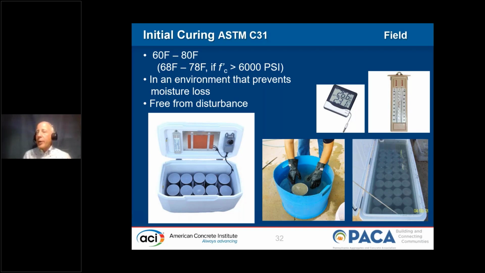But even if you don't want to do that version, which is the best, there are easy ways to accomplish keeping these within the requirements that they need to be. The easiest way is to put those cylinders right after they're made, submerge them in water. Why? First of all, we prevent moisture loss. Second, it's much easier to keep that water either in that half a barrel or in that other tub between 60 and 80 than it is the air around the cylinders.